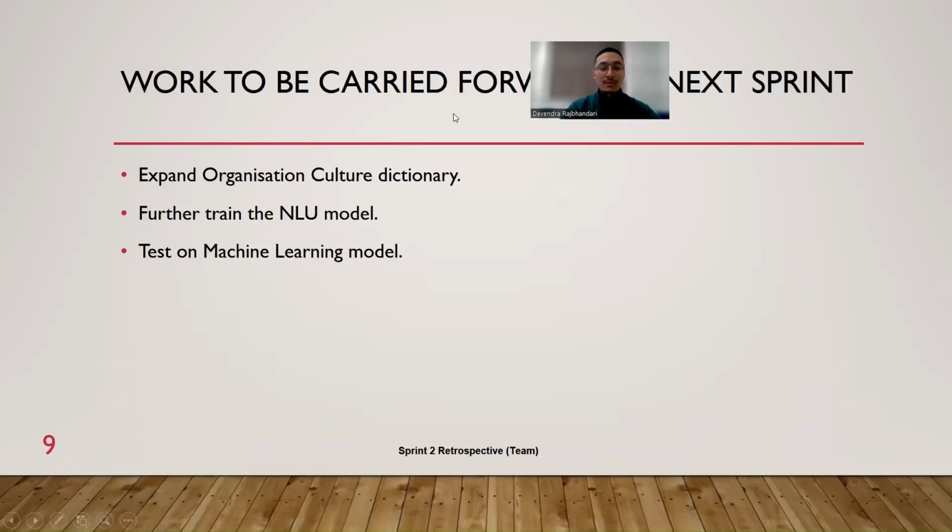So the work that we'll be carrying to the next round will be to expand the organizational culture work that we have done in Sprint 2 as well. So we'll further train the NLP model so that we can improve the accuracy of the model, and we'll be testing the machine learning model in the next sprint.